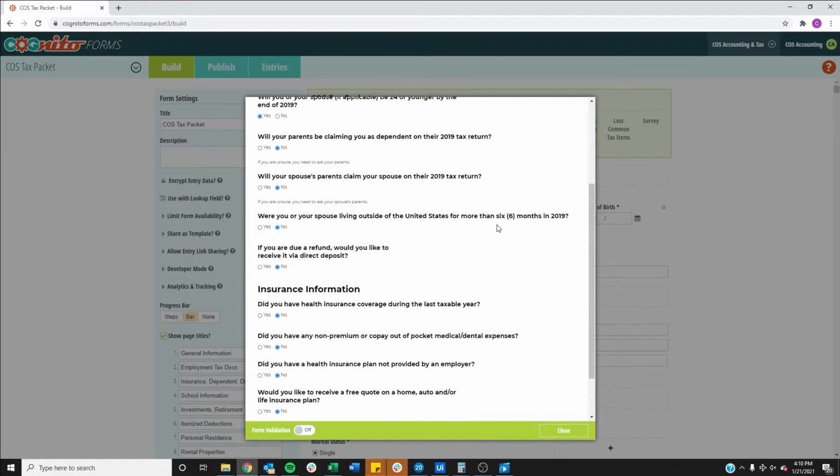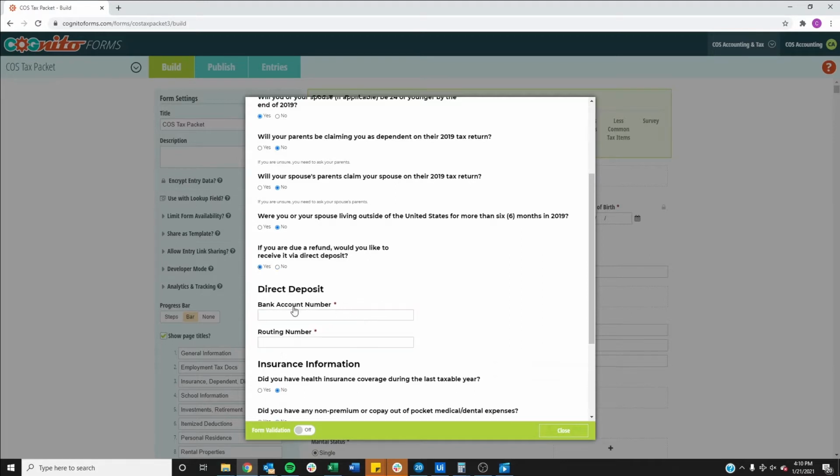Next question, if you were living outside the United States for more than 6 months, you'll need to put yes or no. If you're due a refund and you want to receive it through direct deposit, this is where you'll put your banking information in. And just know that any information you put on this form, such as your social and the files you attach, all of it will be encrypted.